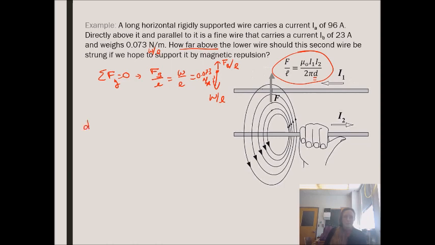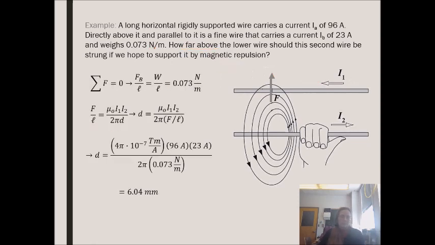So solving that for D gives me D is equal to mu naught I1 I2 all over 2 pi times F over L. And we can put the numbers in to get that. And so those are the numbers we get, only 6 millimeters. And whenever I put these in the calculator, I just cancel out the pi's, and here we cancel out the 2's. So I would type this in as 2e negative 7, which is the fastest way to type that in the calculator. It makes the fewest amount of mistakes.